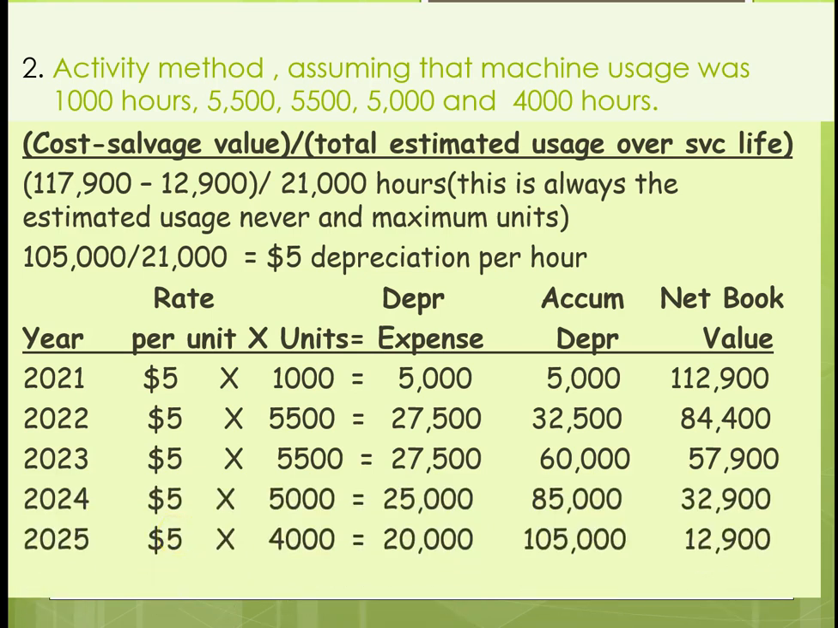Now, here's the thing you always want to make sure of: when you add up those units, they don't exceed 21,000, because 21,000 is the maximum number of hours you can allocate. If you add them up, in this case, the amount that we estimated equals the amount that we used. And if you notice, accumulated depreciation equals 105, net book value equals 12,900. So again, this method's not affected by when it's purchased.